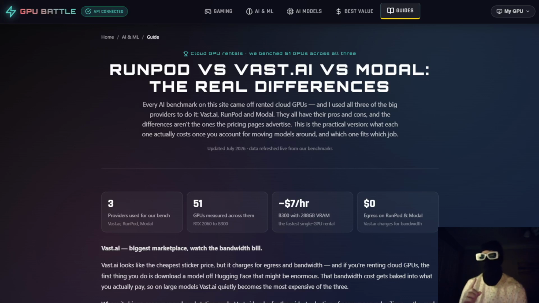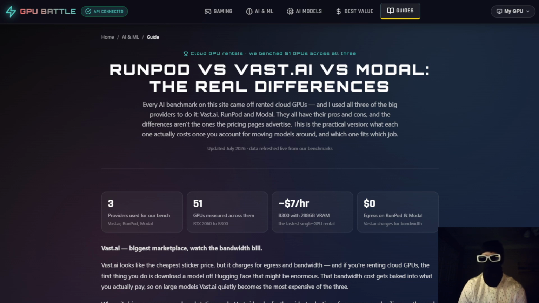Today we're going to be talking about the mistakes people make when renting cloud GPUs, and I'm going to go over three key things to know when you get into the game of renting cloud servers, what each provider does the best, because right now there's three main providers that you're going to be running cloud compute from if you're doing AI workloads.